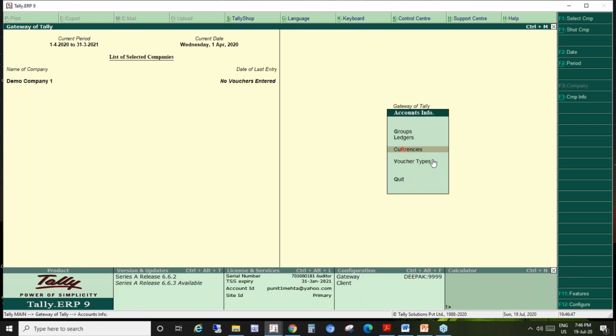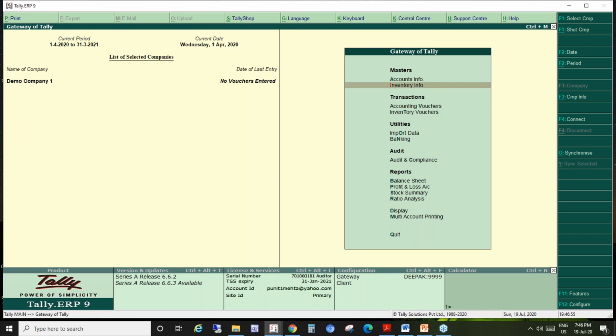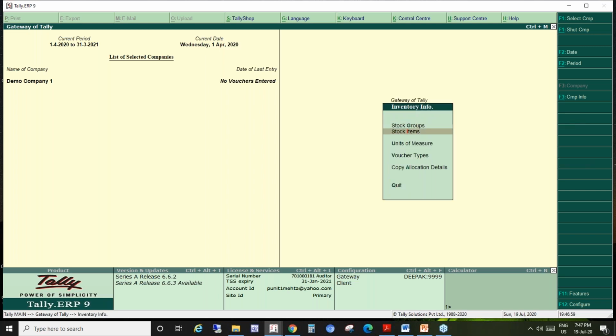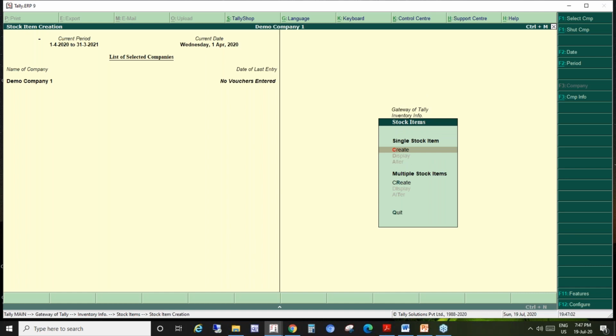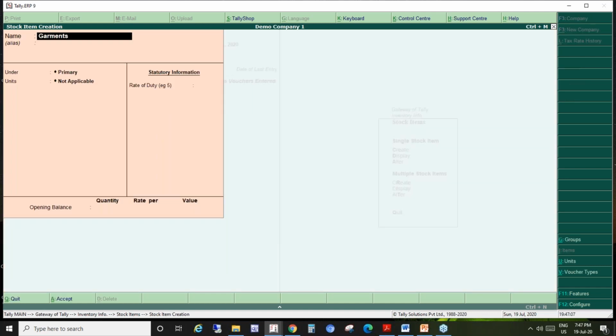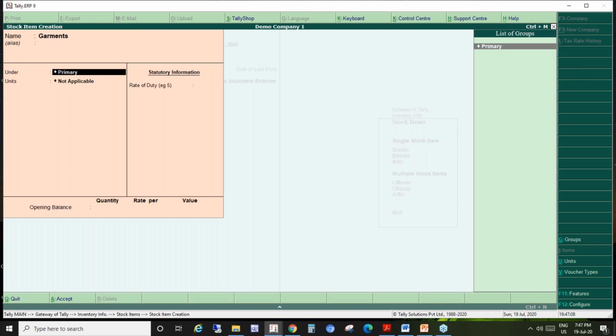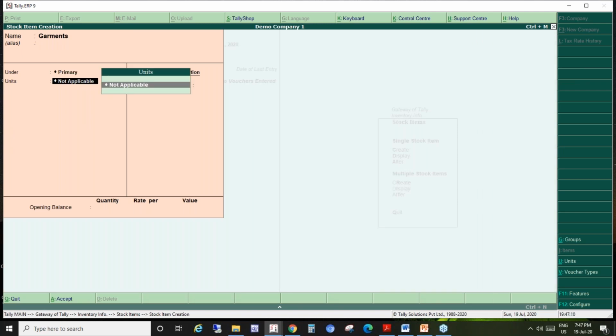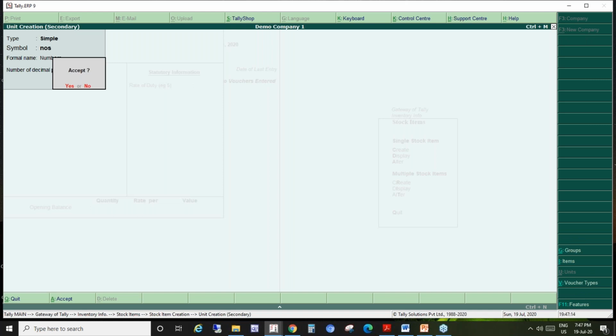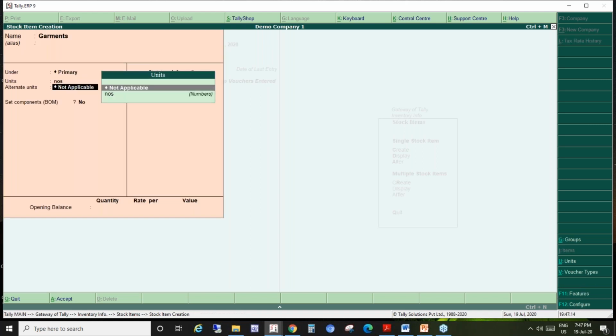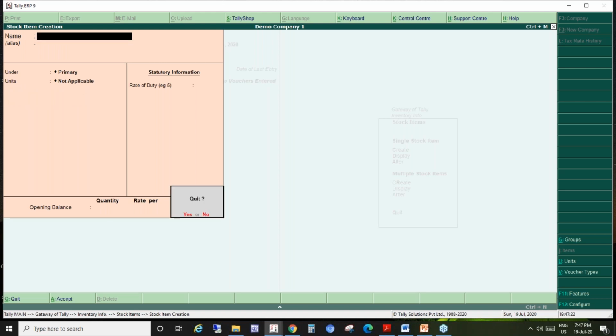Okay. So we've created a currency and now we go to the sale transaction. Before we go to a sale transaction, this is a completely new company. I need to create some basic aspects of items. What am I selling? I'm selling garments and they are measured in numbers. I will not go into any of the other options.